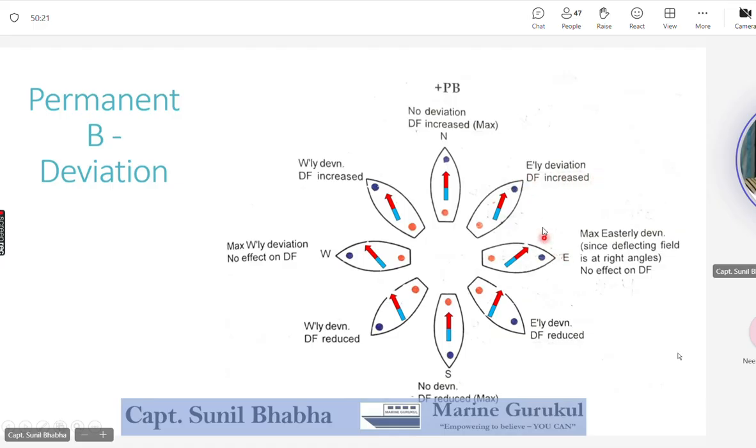When the ship goes to an easterly heading, 090 heading, now you see the blue pole is to the east of the compass, and the red pole is to the west of the compass. They are at right angles to the poles of the earth, and now in this location they generate maximum deviation. The blue pole at the bow attracts the north end or the red end of the compass towards it, and the red pole at the stern attracts the south end of the compass towards it, giving it maximum easterly deviation.